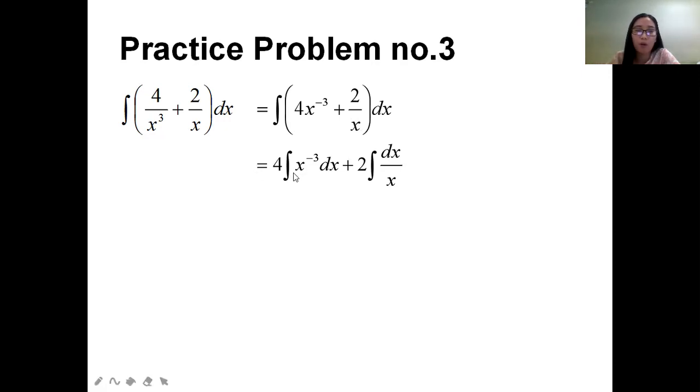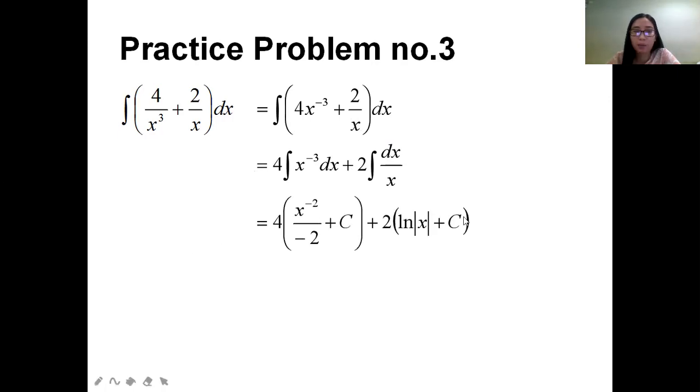So we have 4 integral of x to the negative 3 dx plus 2 integral of dx over x, or integral of 1 over x dx. Okay, so then we perform the integration process.